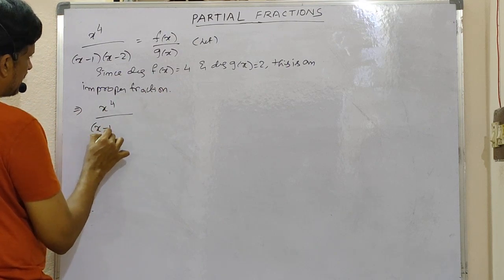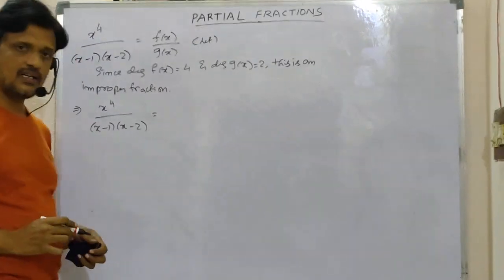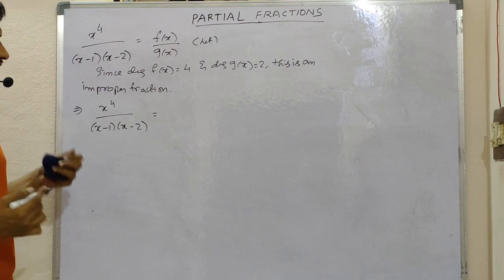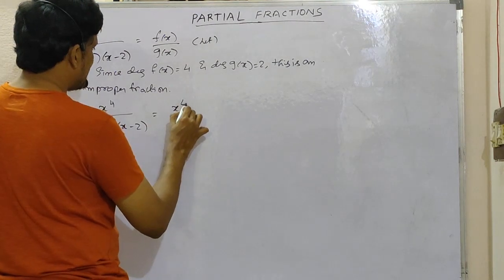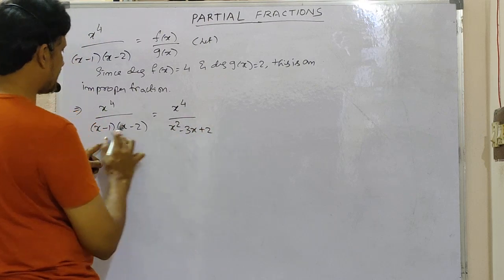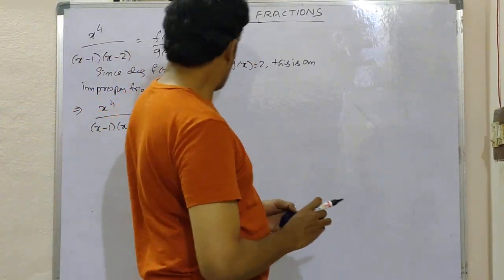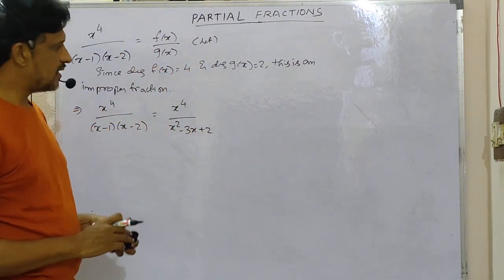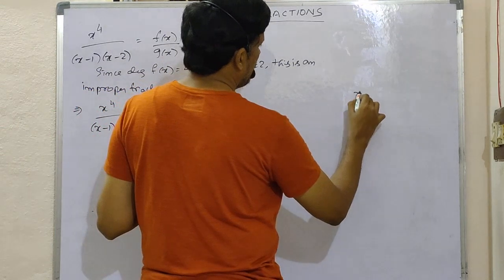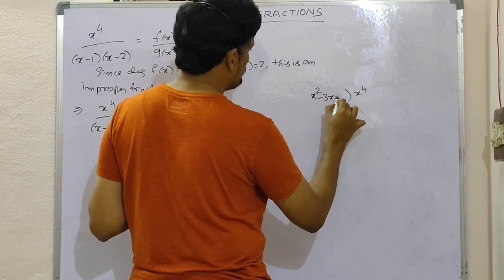So write the given one in the simplified form first. How to write this in the simplified form? Simple, just divide the given one. This is x power 4 by x square minus 3x plus 2. Actually, if you multiply the two linear factors, you get the quadratic factor like this. So just divide this one, means divide x power 4 by x square minus 3x plus 2.